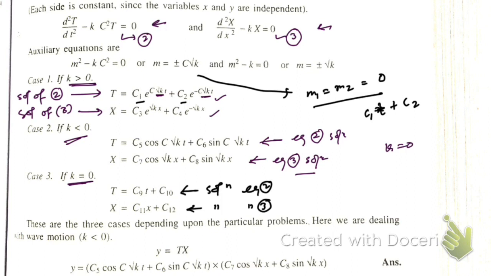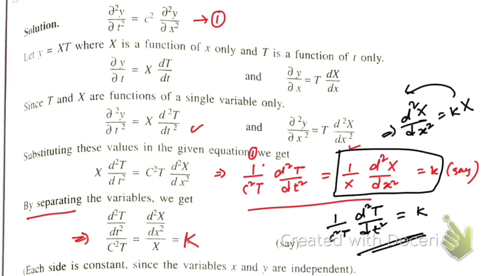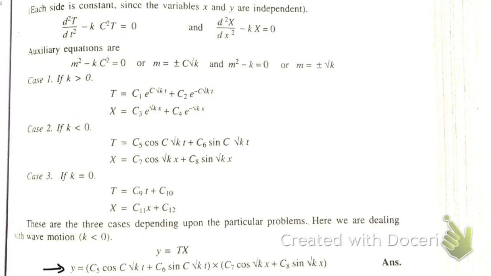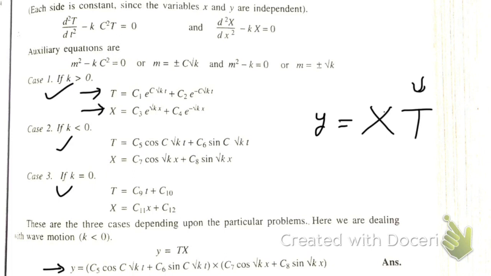As we have considered that the solution is y is equal to capital X into capital T, for these three cases, case 1, 2 and 3, we're going to have 3 different solutions. Putting this T and X into the equation where we considered the solution y equals capital X into capital T, for these 3 cases we're going to have 3 different solutions.